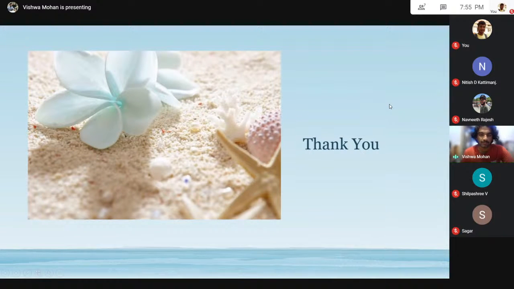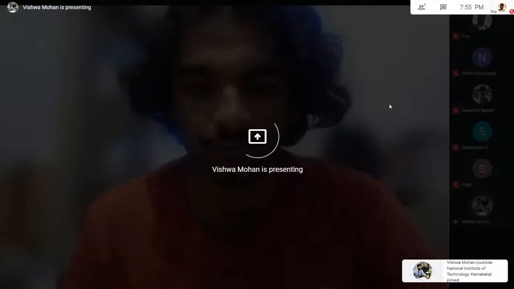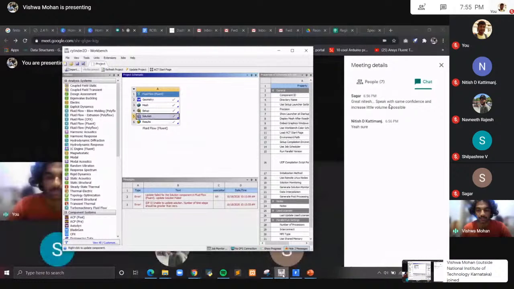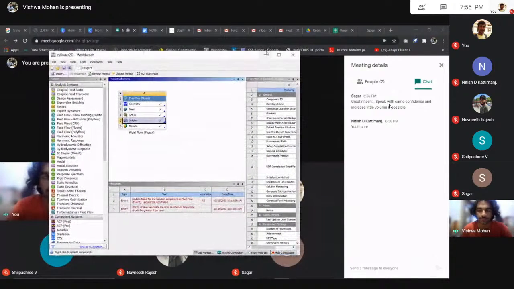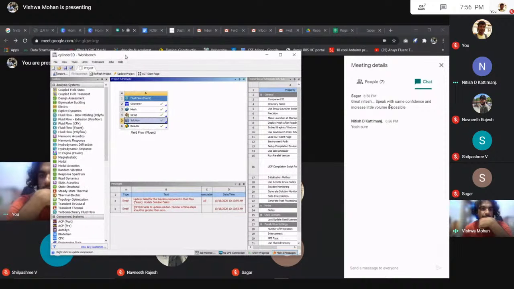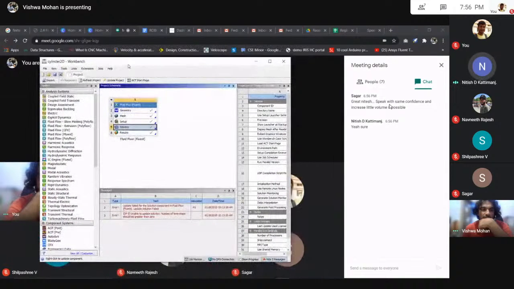Just give me a sec, I'll set things up. Okay, alright, just wait guys. Okay, alright, so hopefully you guys can see my screen. Okay, Nitish, you can tell me if my screen is visible. The window is visible. Is the screen visible as well, like the Ansys Workbench? Yeah, it's visible.